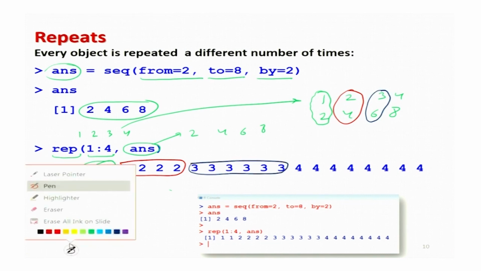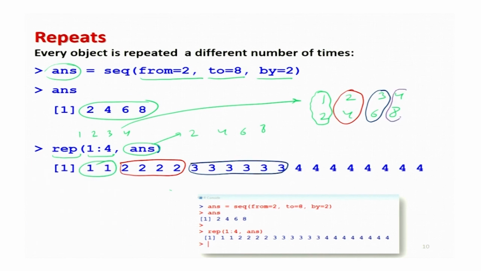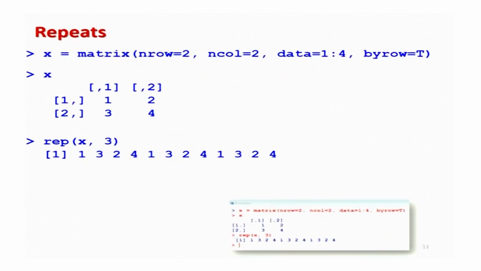And finally the last value. What is the last value? 4. So 4 is going to be repeated 8 times. You can see here 1, 2, 3, 4 and then 1, 2, 3, 4, that is 8 times. So what you have to observe is how R works with these commands. That will help you in creating more such sequences using repetitions, right?